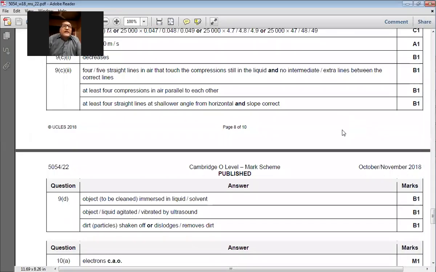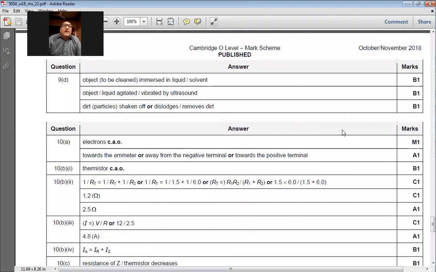So here you can see question number 9, D part. Object to be cleaned, immersed in the liquid solvent. 1 mark for this. Object liquid, agitated, vibrated, or by ultrasound. Dirt particles shaken off or dislodged to remove dirt. So this is the 3 marks question. I hope you will be able to write the answer.